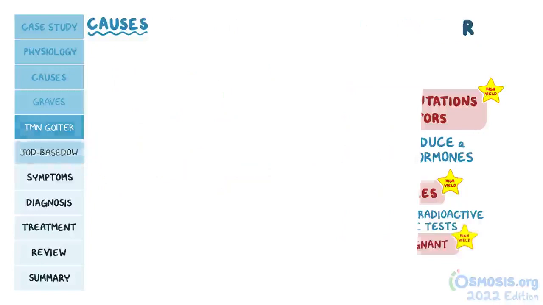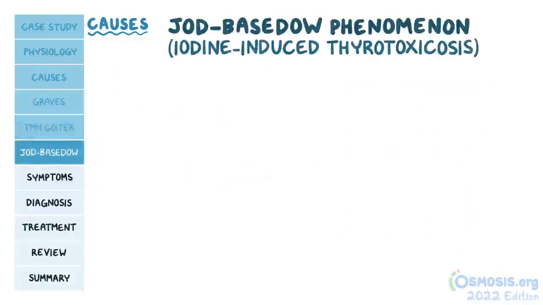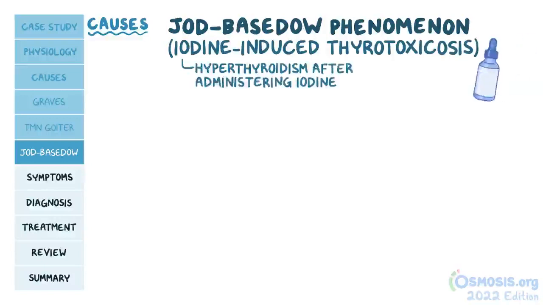Another high-yield concept is the Jod-Basedow phenomenon, or iodine-induced thyrotoxicosis. The Jod-Basedow phenomenon is hyperthyroidism that happens shortly after administering iodine, even in the form of iodine IV contrast.